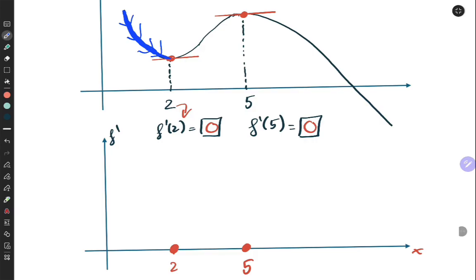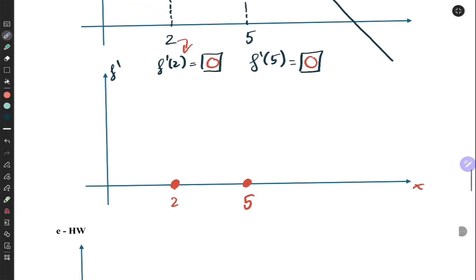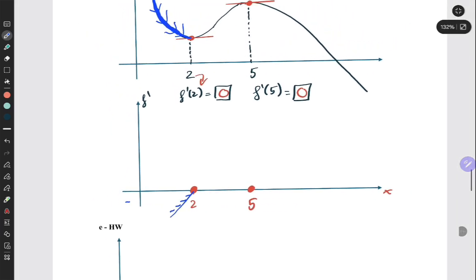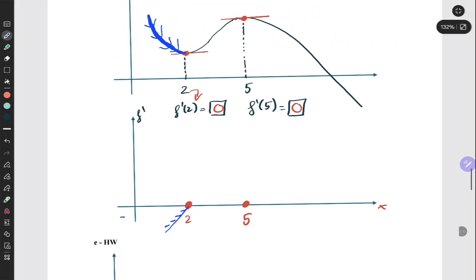And then you go to here, the derivative is going to be 0, 0, 0. Okay, flat line. Then how do you draw it? You know that it's going to be negative, negative down here. Negative, negative, negative, negative. There. Okay. Now use that analogy.